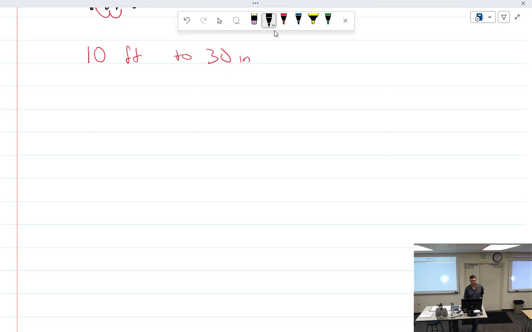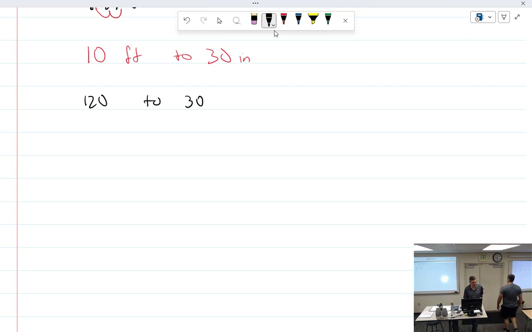What are you going to convert? Feet or inches? 10 feet is how many inches? 120. 120 to 30. So now what do I do? Divide both sides by 30. Divide both sides by 30?